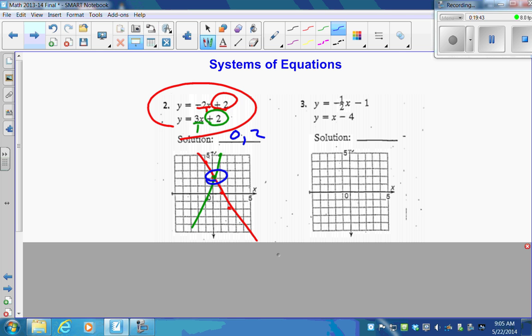That's all I'm going to do for systems. There are, I think, 3 systems on the test. Just graph both equations and see where they cross. If you have any questions about that, please come see me.